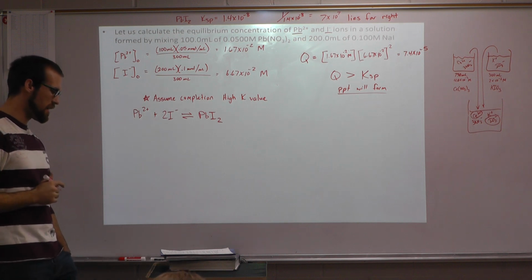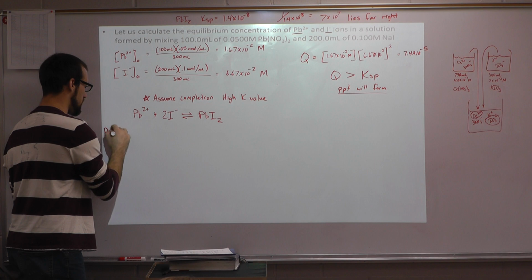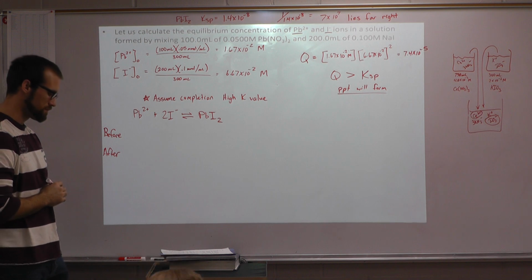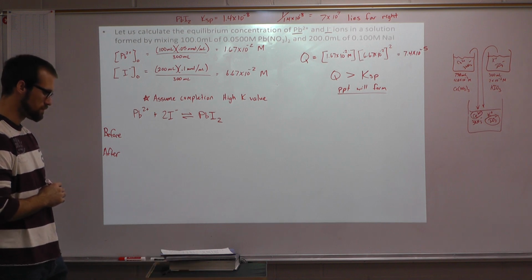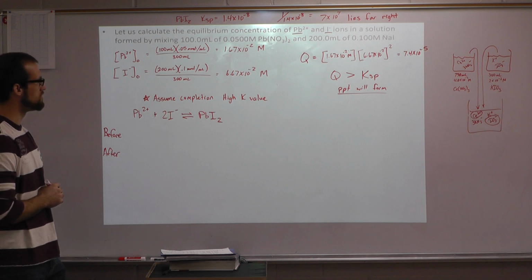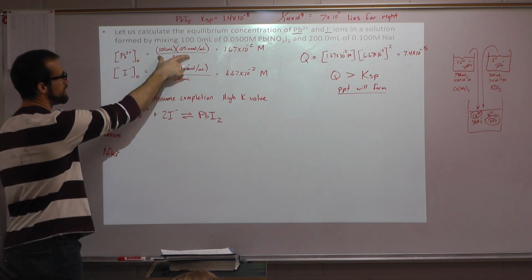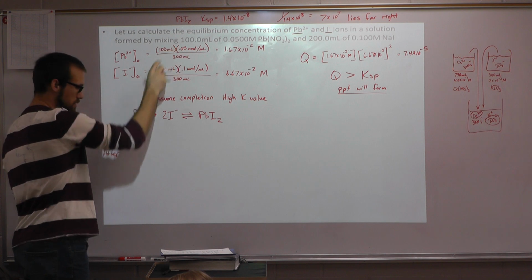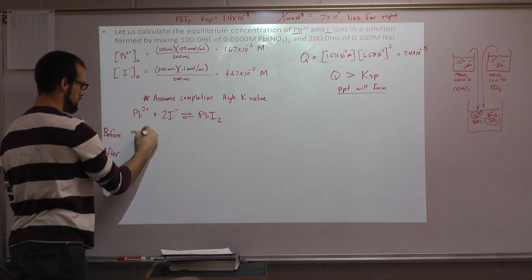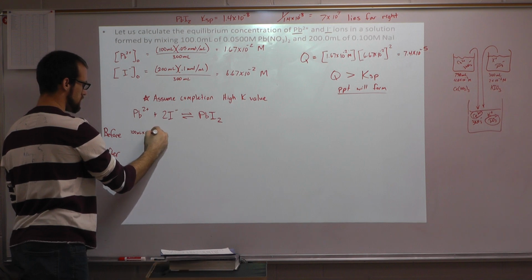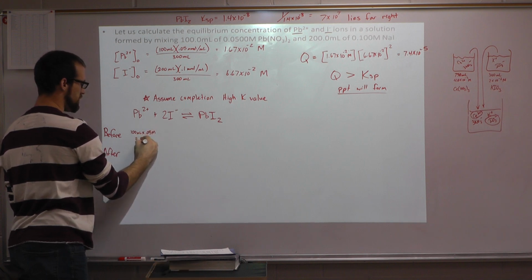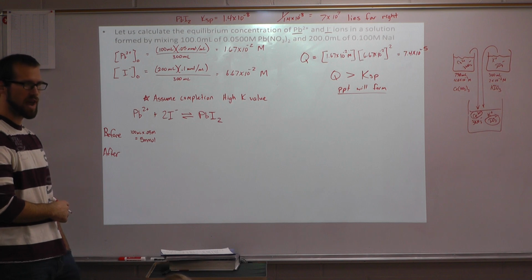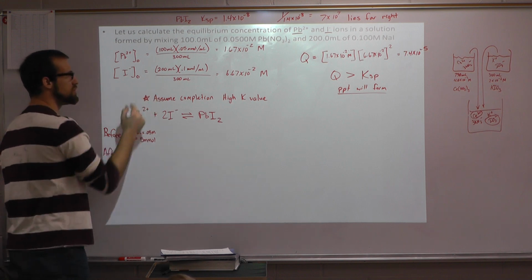Assume completion because of a high K value. Then we're going to do our stoichiometry to completely react it. Now I want to know the millimoles of each. So Pb would be 100 times 0.05 to find millimoles, correct? Five millimoles. Just like we did last chapter when we did the before and after, when we assumed the reaction went to completion. I2 would be 200 times 0.1.